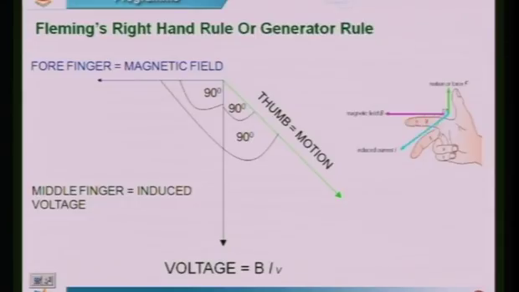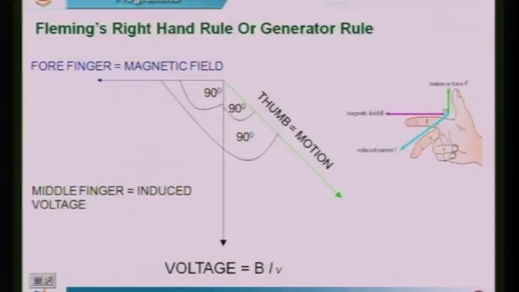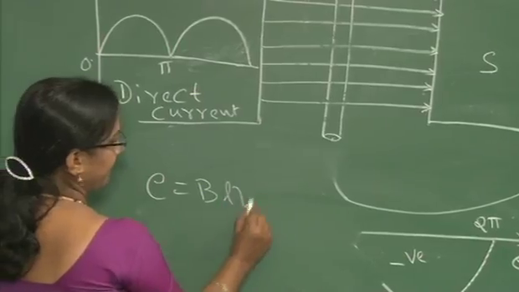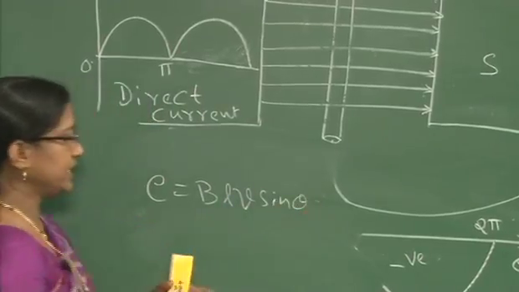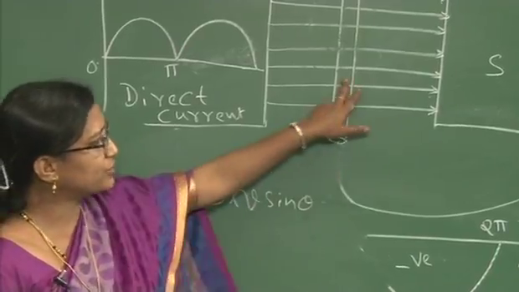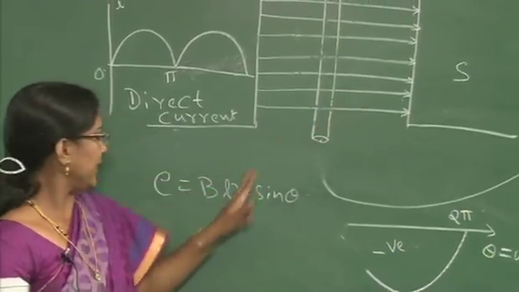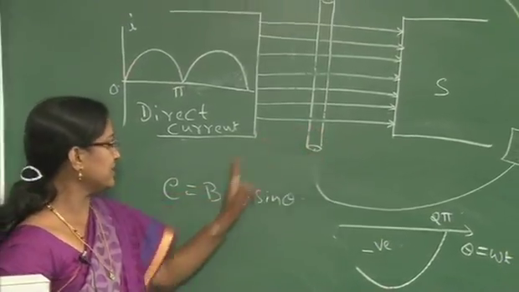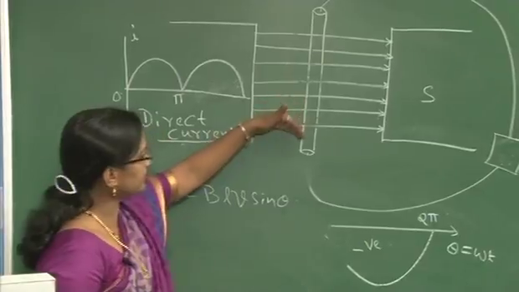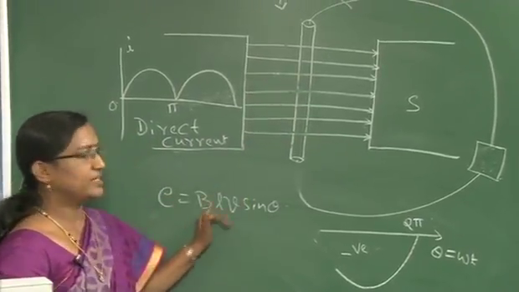So it is clear that we use this right hand rule to indicate the induced EMF using the middle finger. Here I have given the equation, voltage is equal to BLV. Actually the full equation is: induced voltage E is equal to BLV sin theta. This theta represents the angle between the relative motion of the conductor and the magnetic field, V is the velocity of motion of the conductor, L is the length of the conductor within the magnetic field, and B is the flux density.